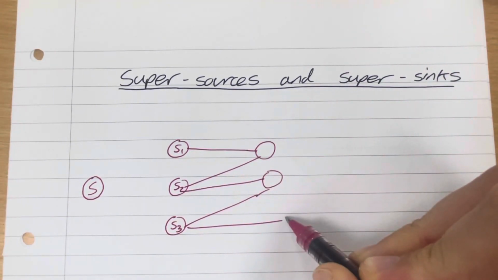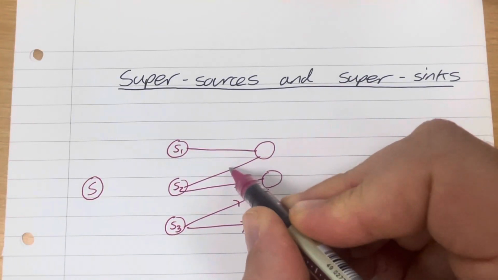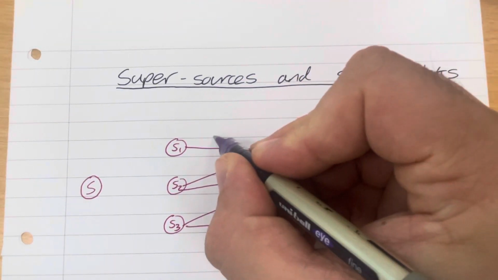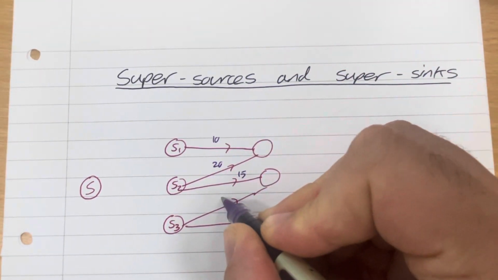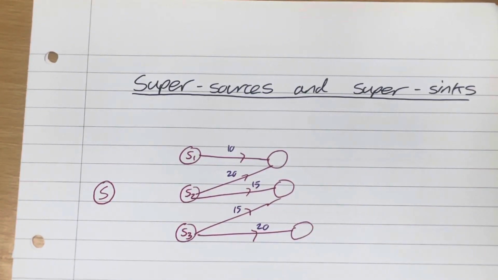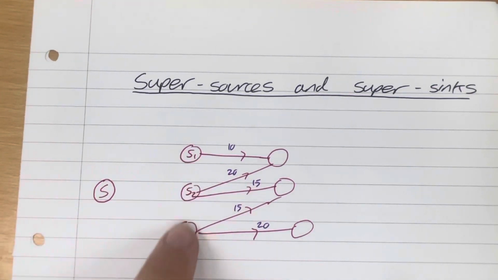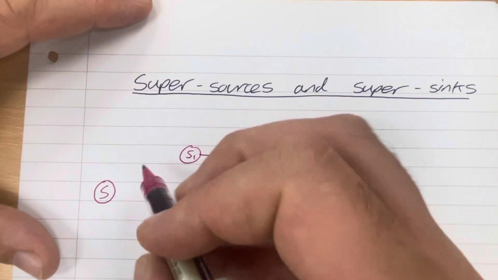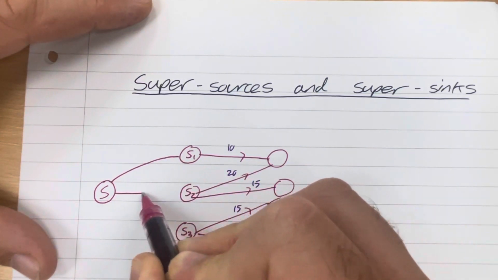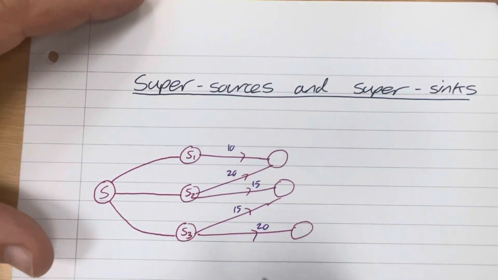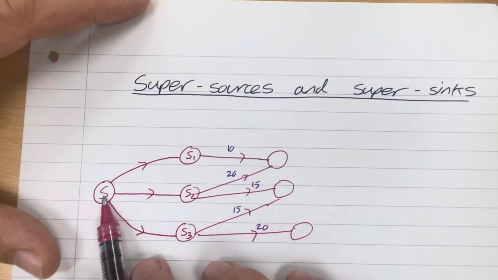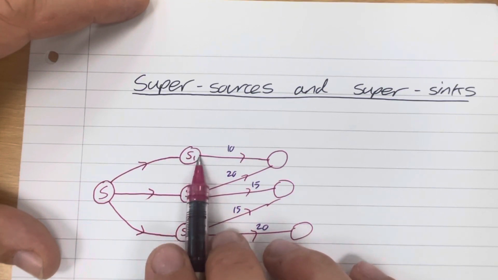So let's say we've got this situation here, perhaps, where we've got three sources and we've got different weights on them. So let's say 10, 20, 15, 15 and 20. And we introduce this super source, which I've called S. So the individual sources are S1, S2 and S3, and my super source is just S. And what I'm going to do is join up each of these sources to my super source, and then the number on the arc from the super source to source 1 is going to be equal to the sum of all the arcs coming out of source 1.